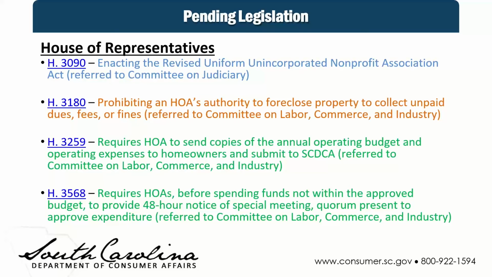H3180 would prohibit an HOA's authority to foreclose property to collect unpaid dues, fees, or fines. This one has been referred to the Committee on Labor, Commerce, and Industry. As far as H3259, that would require HOAs to send copies of the annual operating budget and operating expenses to homeowners and submit them to our department as well. Again, this one has been referred to the Committee on Labor, Commerce, and Industry.